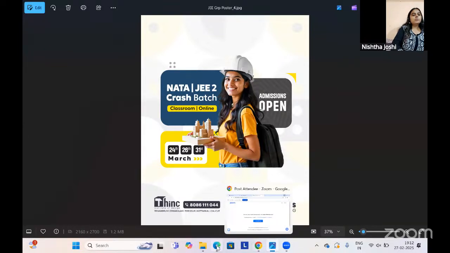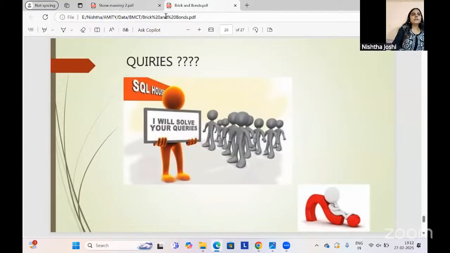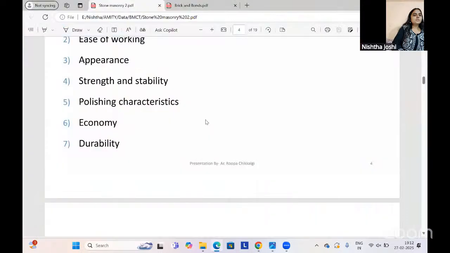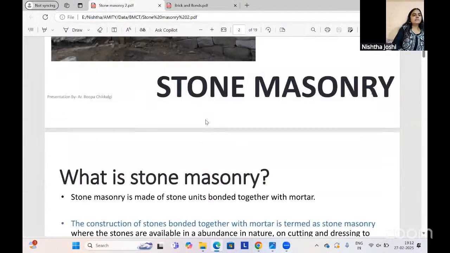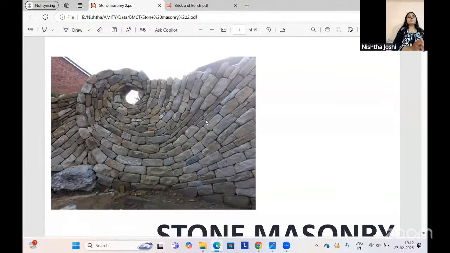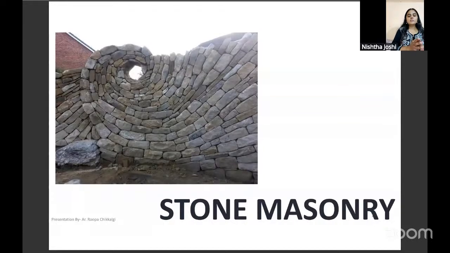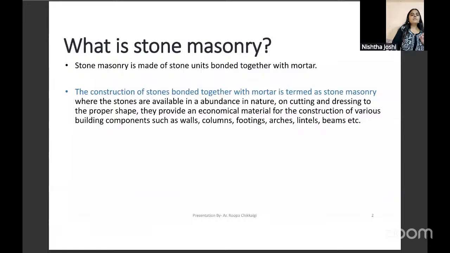Now we will go to our second topic for the day, that is stone. So as I told you, we will be discussing two topics in today's class. The first one was brick, that we have already discussed. The second topic that I want to discuss with you in this class is stone masonry. Stone masonry is another type of masonry that is very common in construction, and that is also used very commonly nowadays. My first question before I talk about stone masonry: where have you seen stone masonry?